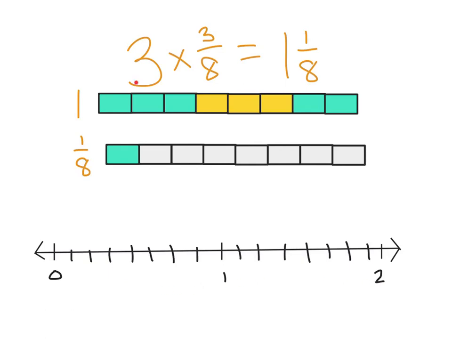And again, we're going to show 3 groups of 3/8. So I'm going to start with one group of 3/8, a second group of 3/8, and a third group of 3/8. So here's one group of 3/8, a second group of 3/8, and a third group of 3/8. I did 3/8, 3/8, and 3/8, and I ended at 1 and 1/8. Again, we get our answer, 1 and 1/8. So those are 2 ways that you can model 3 groups of 3/8, or 3 times 3/8.